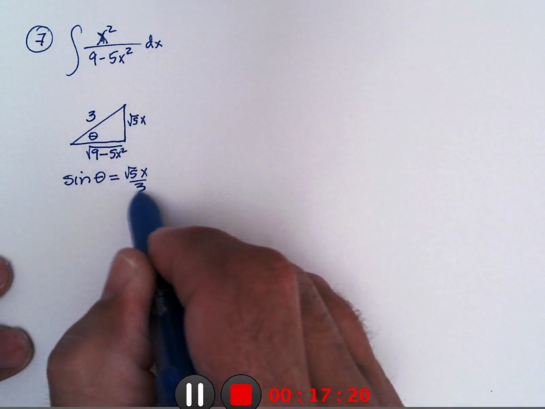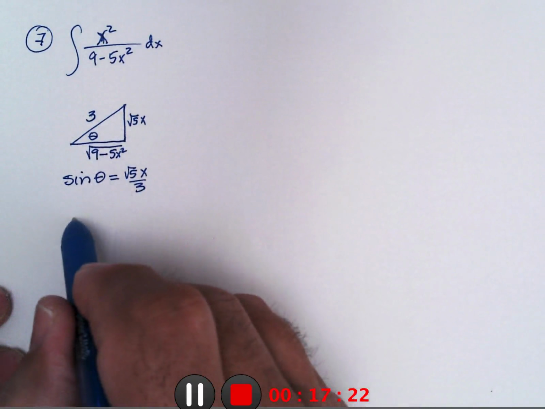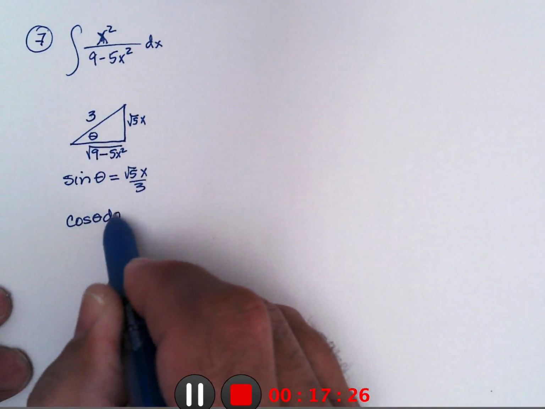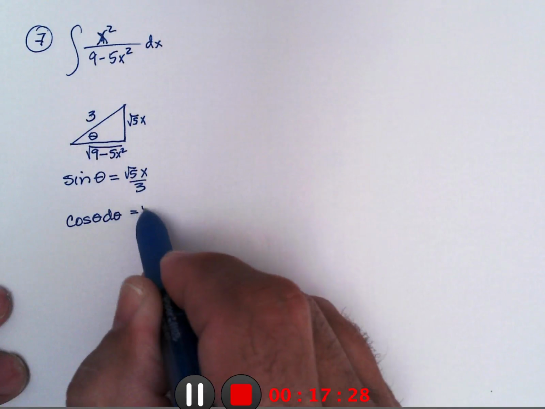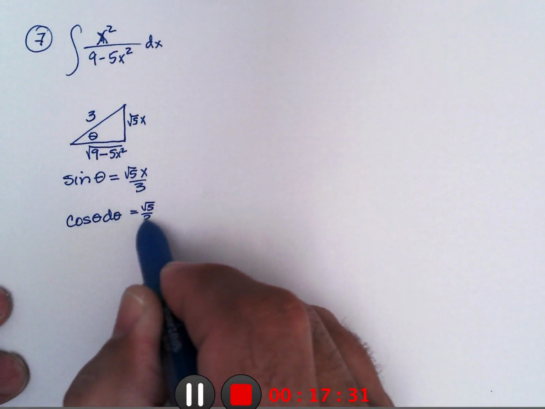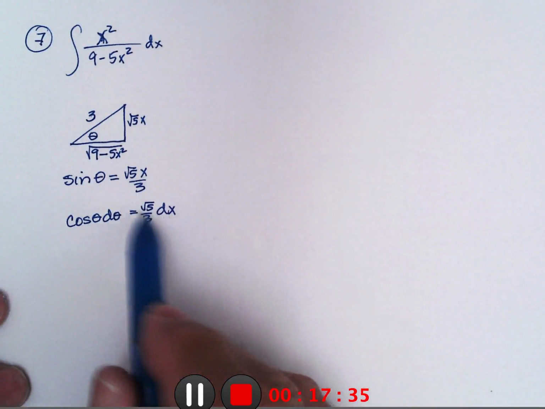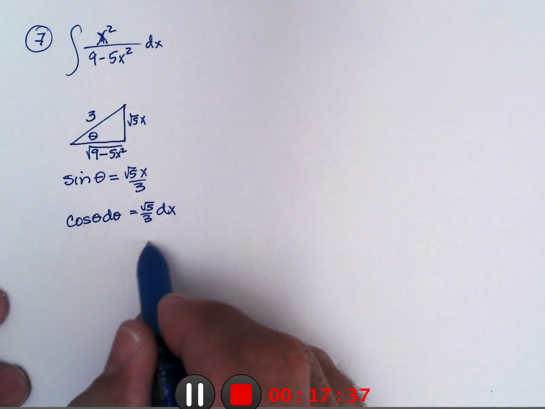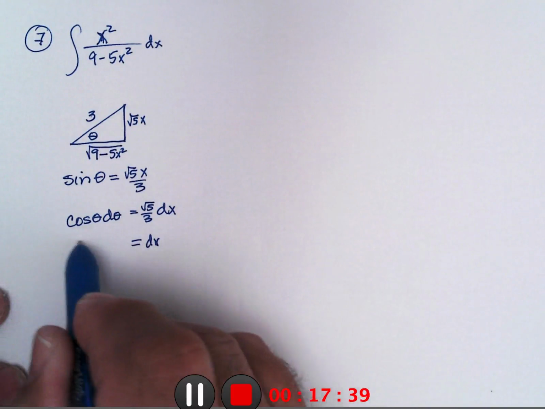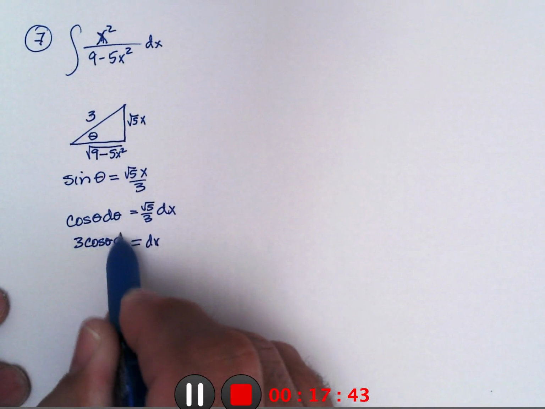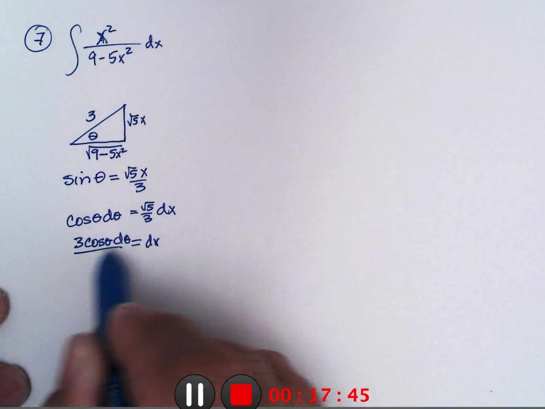If I take the derivative, I get cosine of theta d theta equals square root of 5 over 3 dx. So I have a replacement for dx if I move this over. So dx would be equal to 3 cosine theta d theta over the square root of 5.